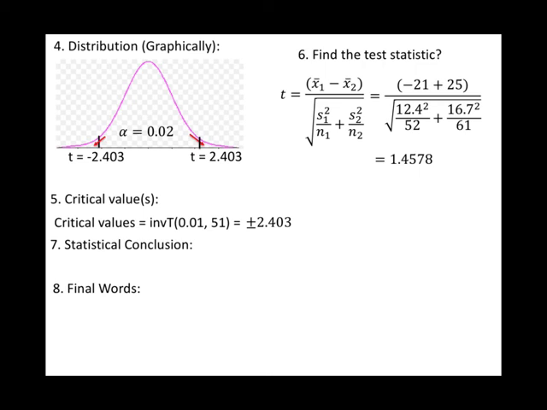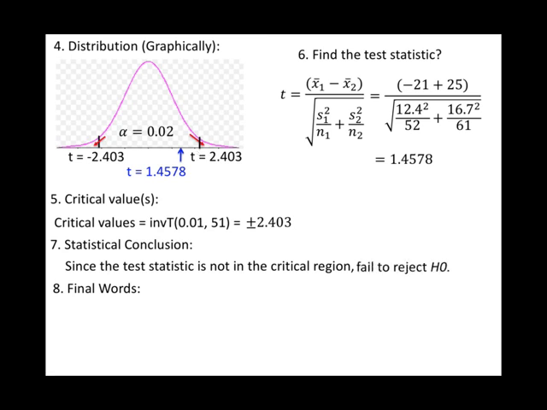Okay, this is the critical value method. After you find the test statistic, show me where your test statistic is located. Is it in the critical region or not in the critical region? 1.4578 should be somewhere like here. Draw the conclusion. Since the test statistic is not in the critical region, that will be fail to reject.